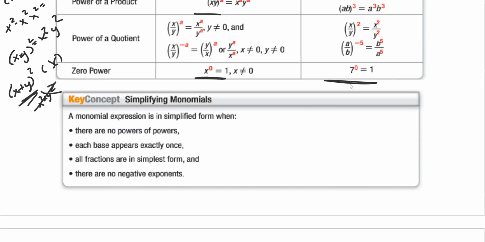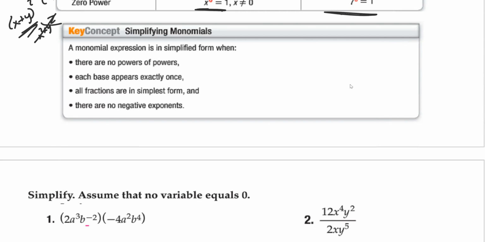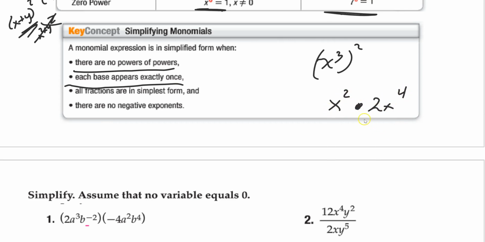Okay, a couple things. I want to talk about simplify. When I want you to simplify, there's a couple things I want you to do. First, there should be no power of powers. I think that's kind of obvious. You can't leave it like this. That's not simplifying. Each base appears exactly once. What does that mean? If you have x squared times 2x to the 4th, you're like, wait, I could combine these. That's what that means.